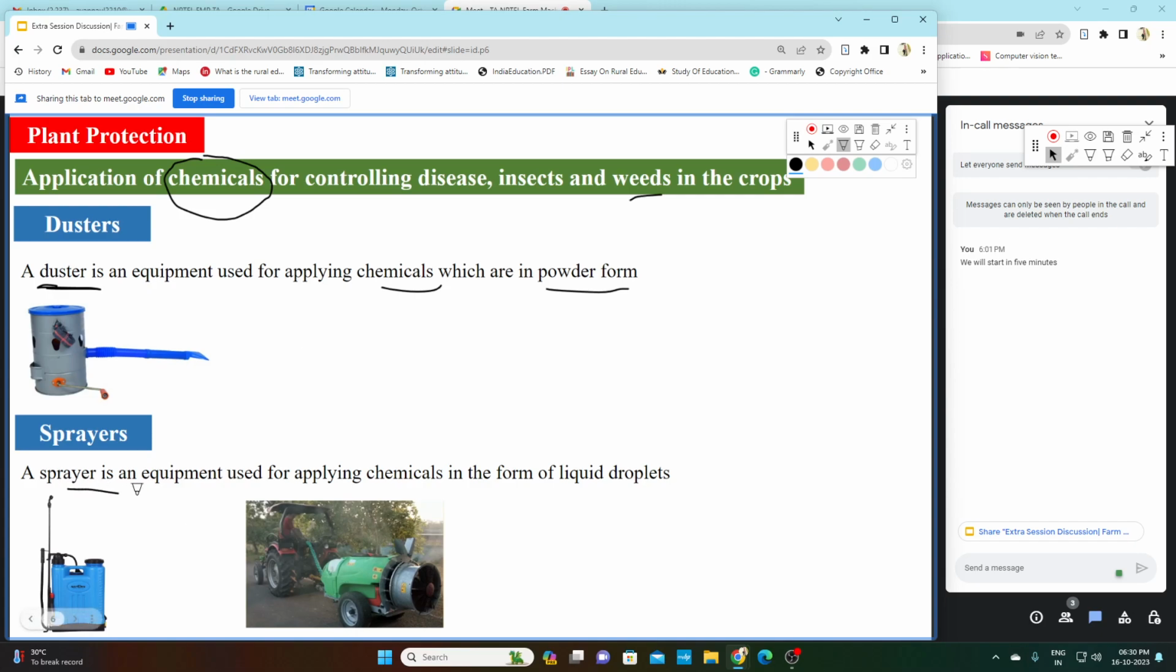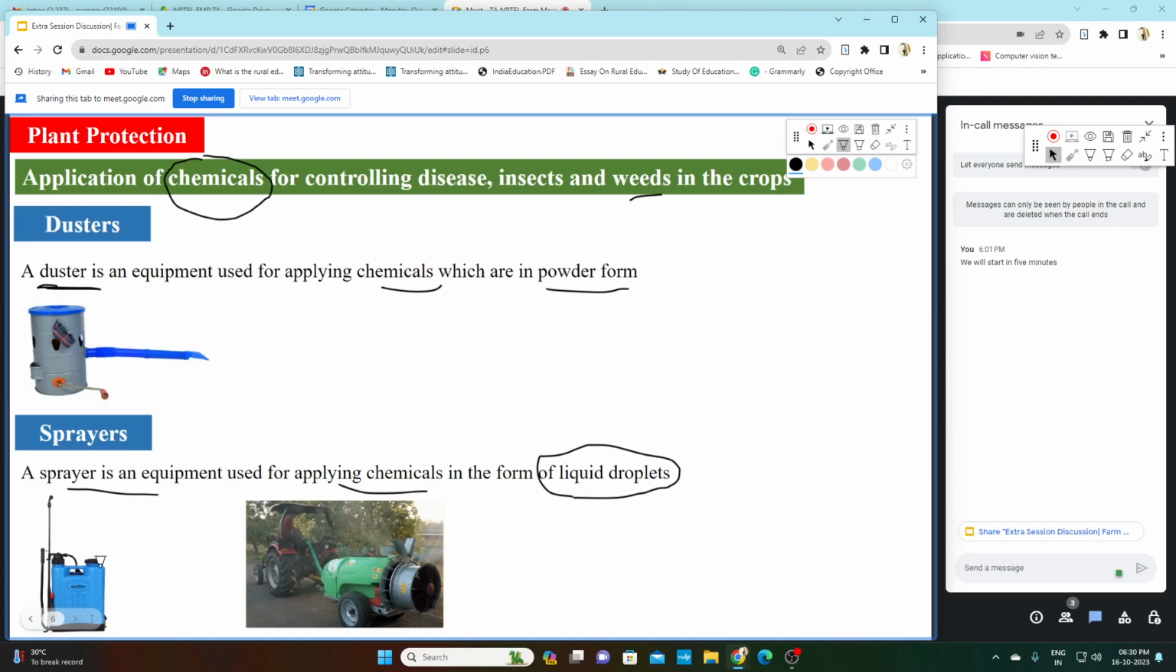Now what is a sprayer? A sprayer is an equipment that is used for applying these chemicals in the form of liquid droplets. Whenever we are applying chemicals in the form of liquid droplets, that implement is known as a sprayer. And whenever we are applying chemicals in the form of powder, we call it a duster. This is the image of a duster, and this is the image of a sprayer.